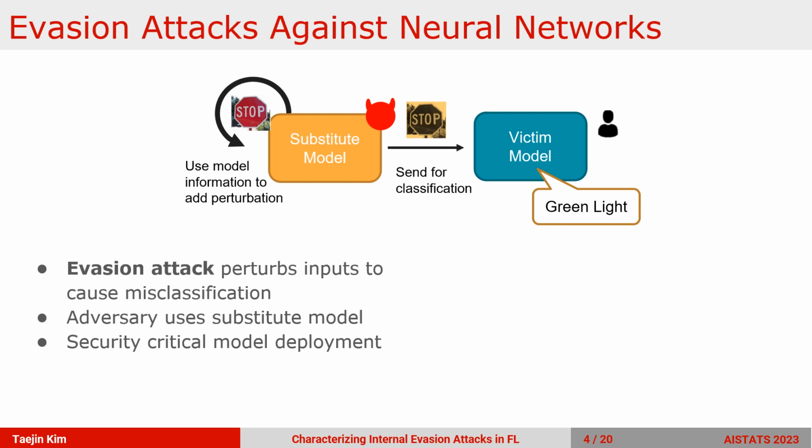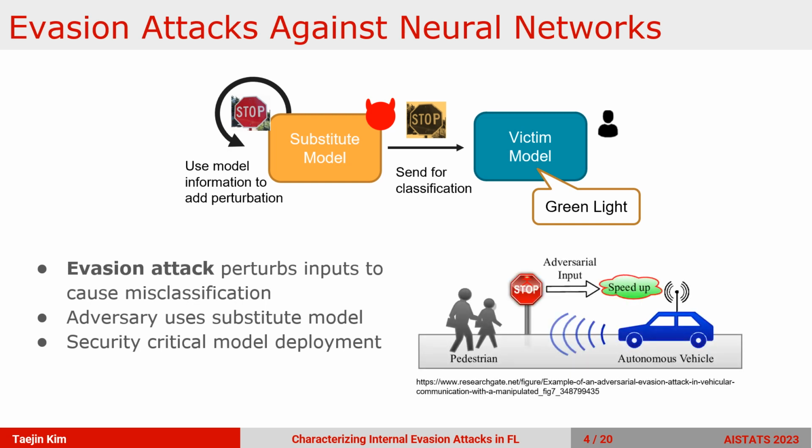Evasion attacks are a security threat against models and neural networks that may be trained with federated learning. In an evasion attack, an adversary perturbs inputs, in this case an image of a stop sign, to cause misclassification at a victim model. The adversary may leverage a substitute model and its gradient information to perform such an attack. If a model is deployed in a security-critical role, it may cause serious harm.